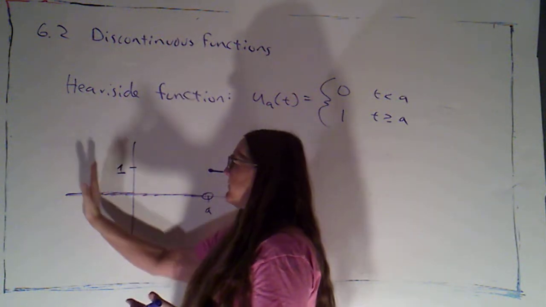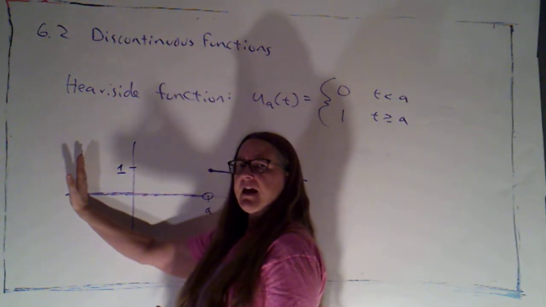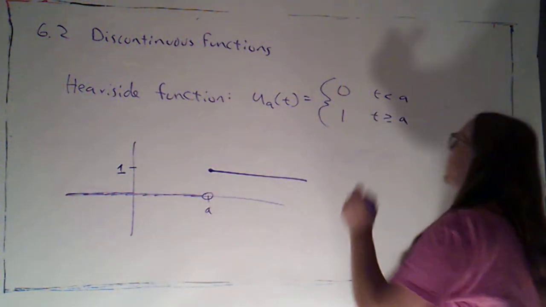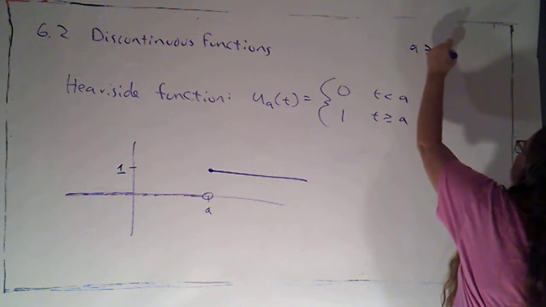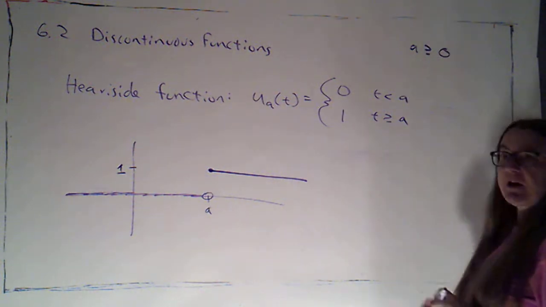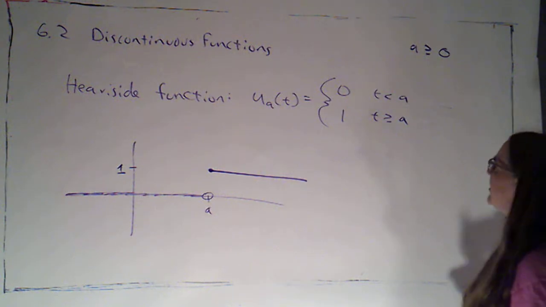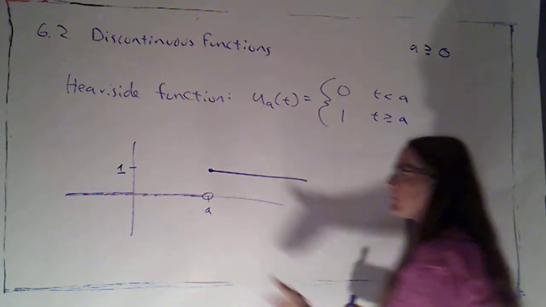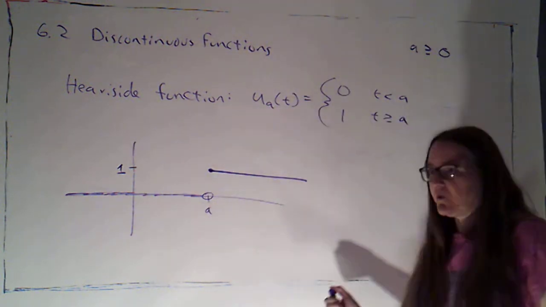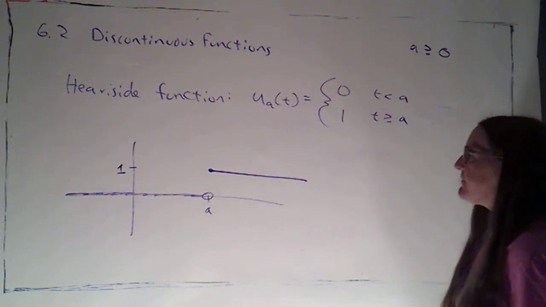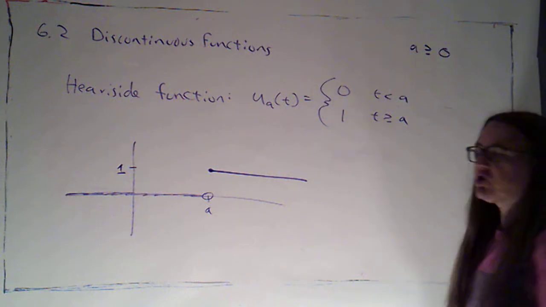Okay. Now, because with Laplace transforms, I only care about functions from 0 on, if I were to use the Heaviside function for a negative value of a, that would be equivalent to just looking at the constant function 1. So we're going to be looking at the Heaviside function where a is bigger than or equal to 0, and where it's bigger than 0 is really going to be the interesting case, because if a is 0, it's just the constant function 1. Okay. Where this is useful is I can sort of think of this as an on switch.